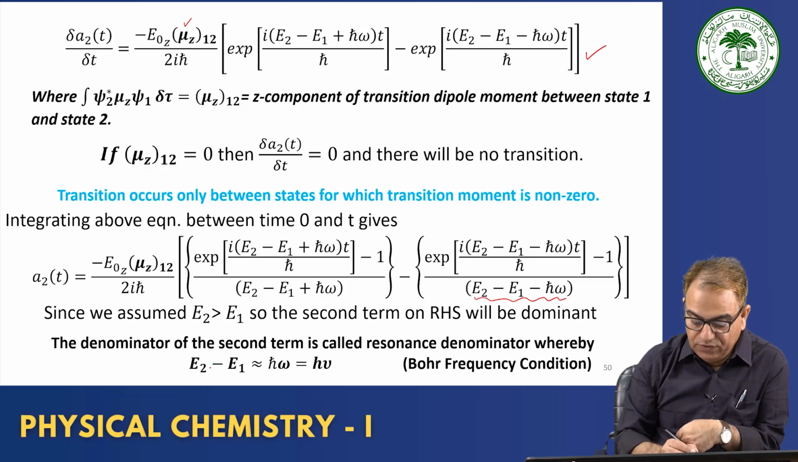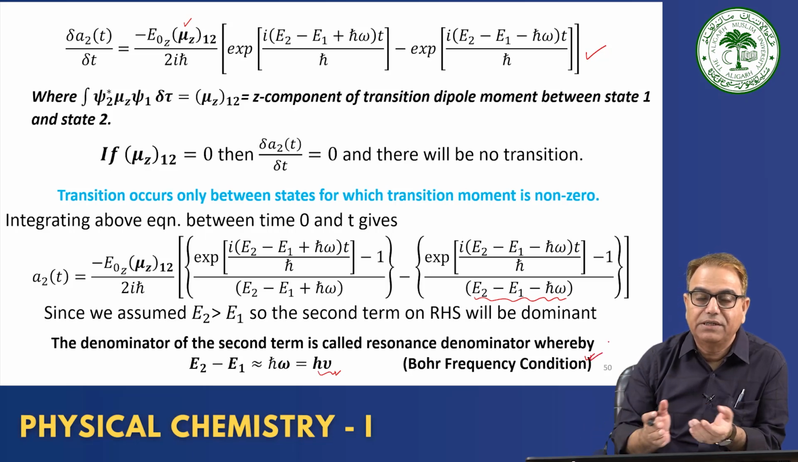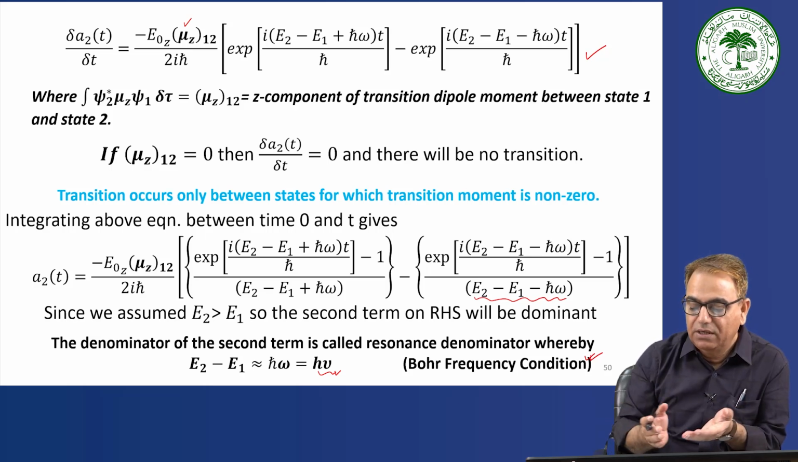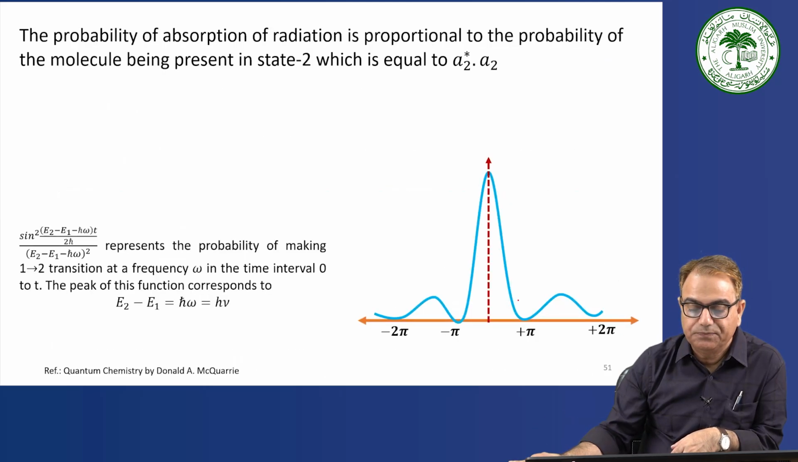So if you write E2 minus E1 as approximately equal to h cross omega, then E2 minus E1 is equal to h nu, and this is the principle which we got in Bohr's model: when a transition takes place from one energy state to another, delta E is equal to h nu. So this we have done in Bohr's model. Now we are getting it in this equation also, E2 minus E1 minus h cross omega. So the denominator of this equation gives you the Bohr's frequency.